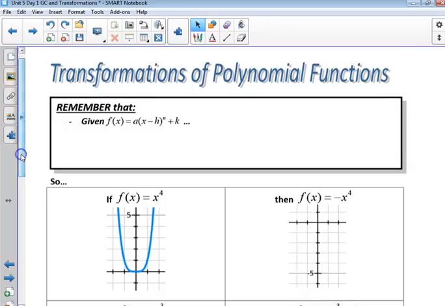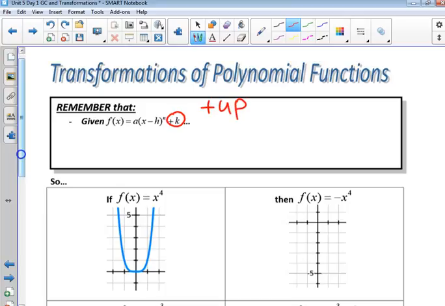Alright. Transformations of polynomial functions. So remember, given that f of x equals blah, blah, blah, who can remind me what this back number does? Remember the number on the outside of the parentheses. So if it's plus, what does it do? It goes where? You're right, Robert. Up. And then if it's minus, it goes down.